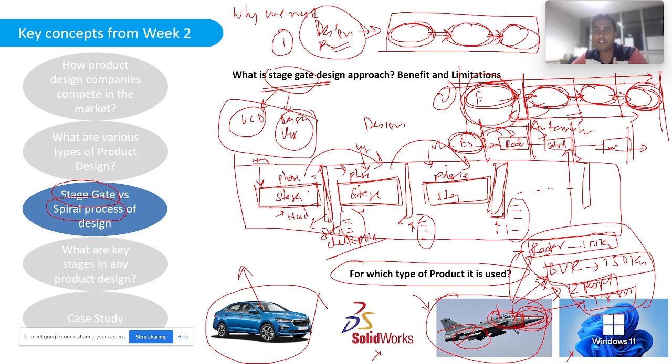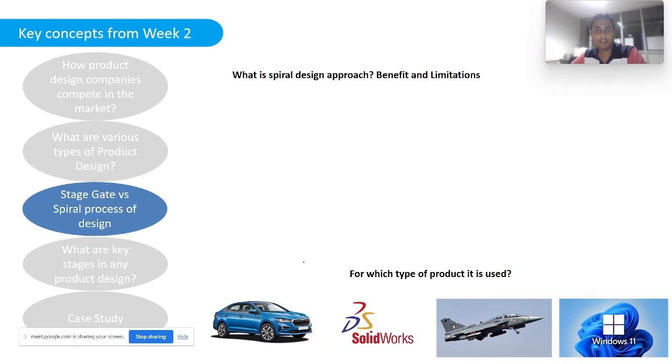For example, if the engine got changed, probably the weight of the entire aircraft will change. Okay, then probably you cannot carry that many missiles. So there are dependencies, so you need to decide everything upfront, and there is no way you can go back once a particular stage got completed. That is the limitation. Okay, so in this particular example, the car and the aircraft actually follow the stage gate approach. Okay, the other approach is the spiral design approach.